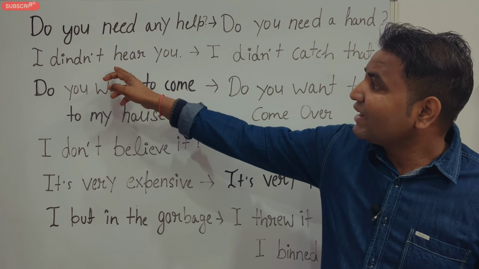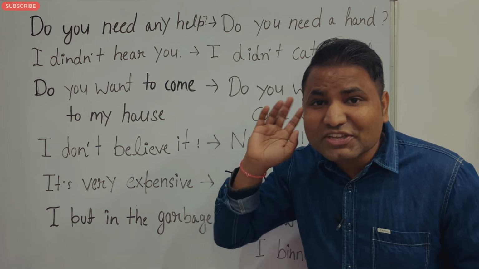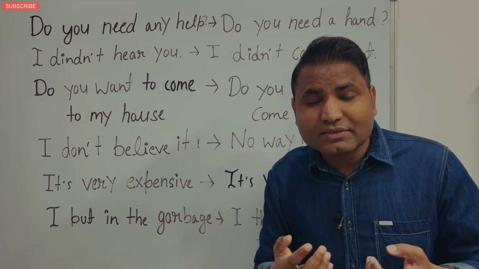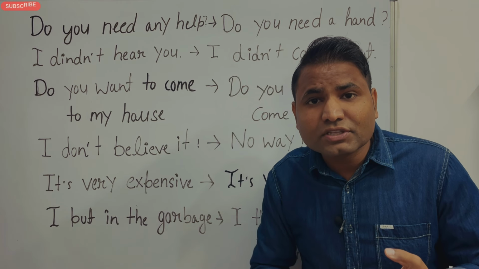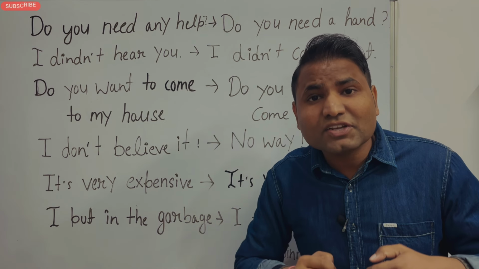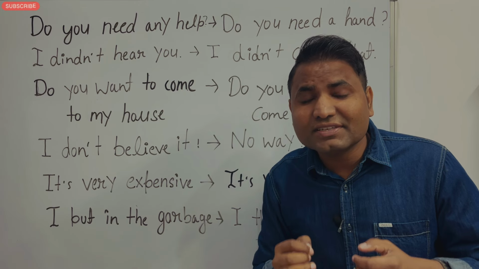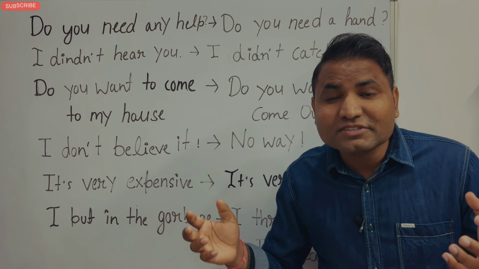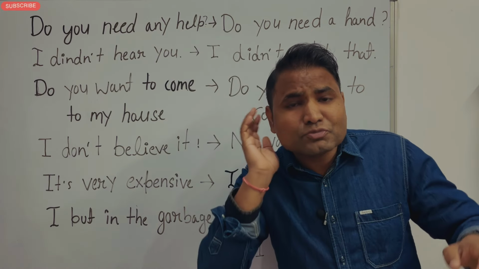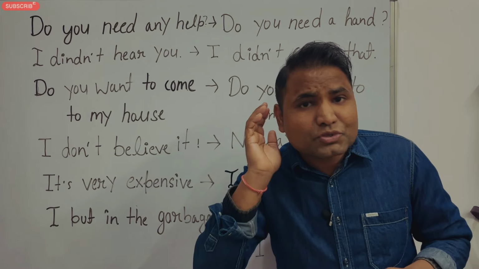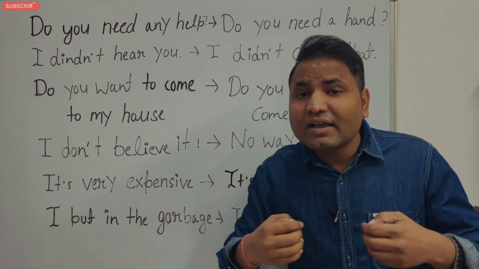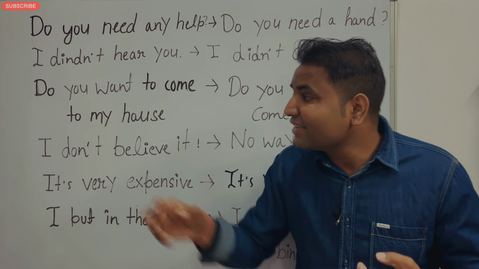Now second, you can see, I didn't hear you. You know, in conversation, when someone says something, your friends, your boss or colleagues, your parents, your teacher, and you didn't hear, what will you express and how would you say? You will say, I didn't hear you. I'm sorry, I didn't hear you. Can you repeat that? I didn't hear you means someone said something, किसी ने कुछ बोला, and we didn't understand.